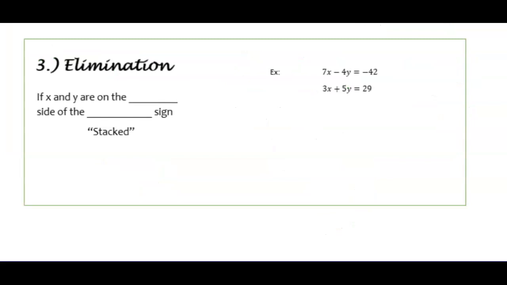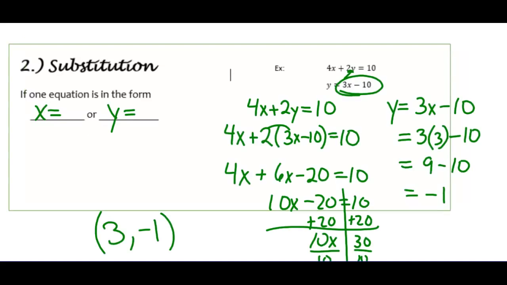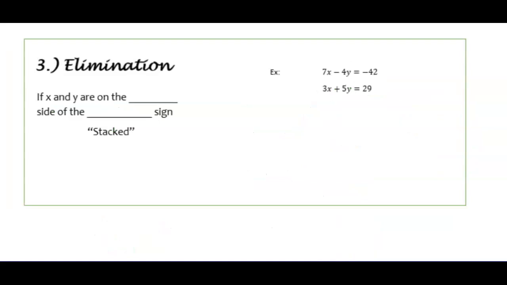Our third method was elimination. And remember, we do the substitution or the elimination so that we can get x by itself or y by itself, right? The reason that we substituted that y in here for the 3x minus 10 is so that all I had was x's in here. Because I can't solve this when I have x's and y's, right? I can't figure out what x or y is. So I have to get one of them by themselves. And that's what I'm doing with elimination.